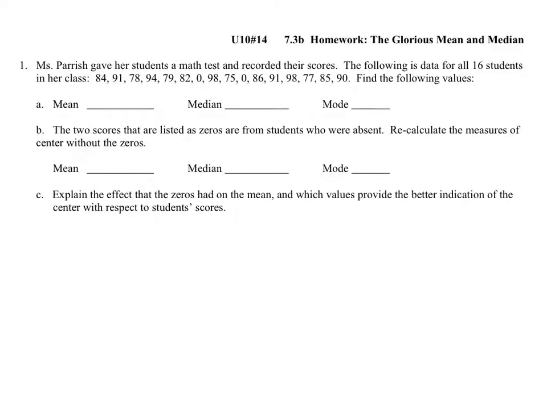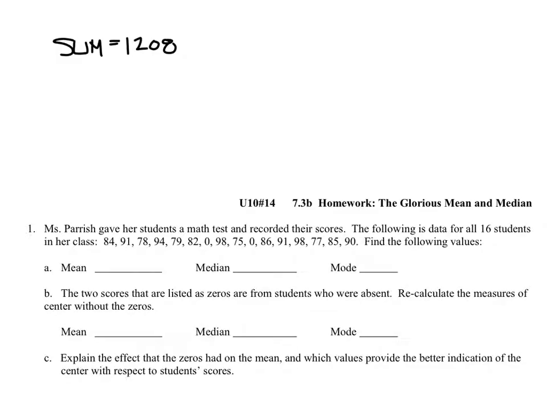All right, here's the second part. Ms. Parrish gave her students a math test and recorded their scores. Following is the data for all 16 students in her class. Find the following values. We'll find the mean, median, and mode. Here we go. So we'll start with the mean by adding all the values together. So I got a sum of 1208. I'm going to divide it by the 16 students. So the mean score was 75.5.